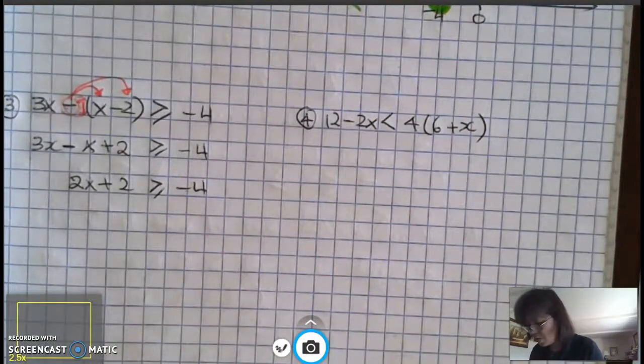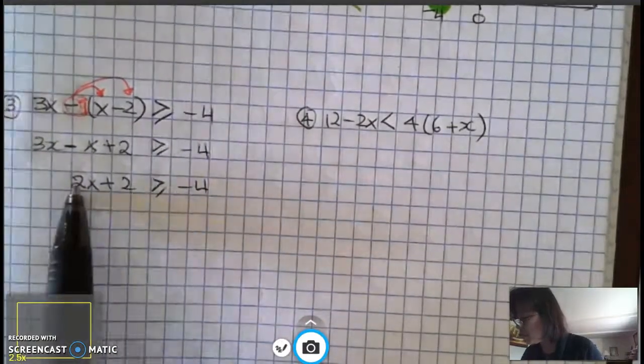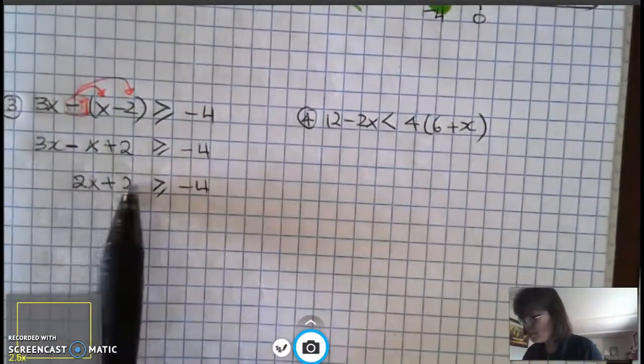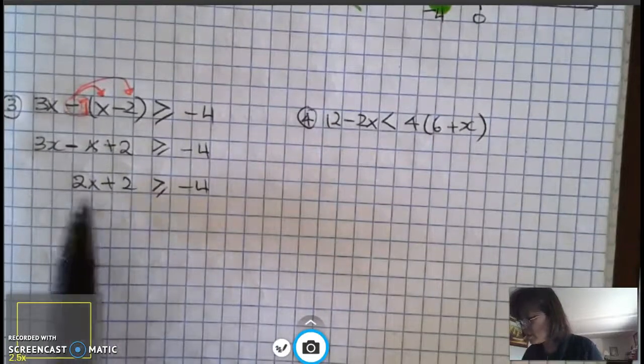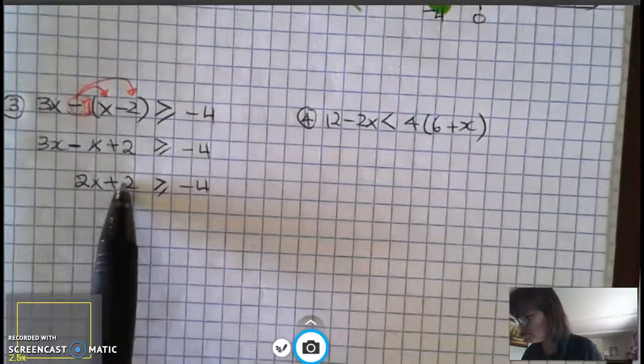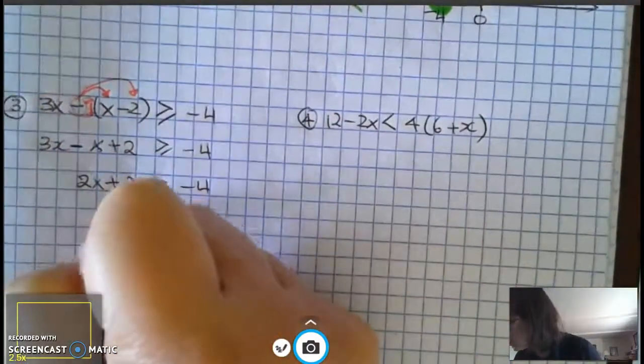And then from here, we do the same thing. We want to get to x is equal to something. That means we have to get rid of this 2 as well as this 2. Which one are we going to get rid of? Just like when we were solving equations, we need to get rid of this 2 first. So how do I do that? I subtract 2 from both sides.